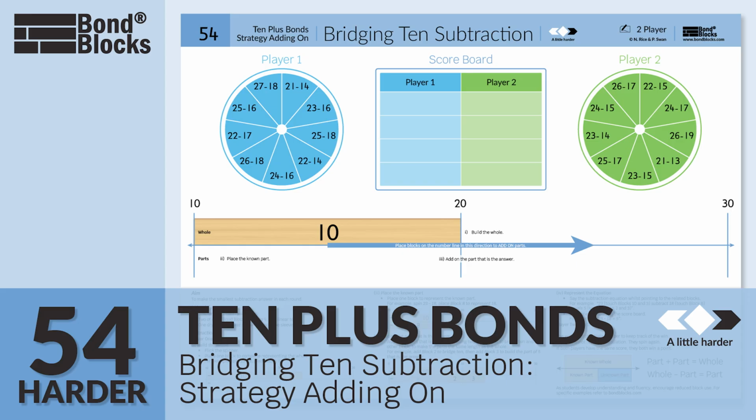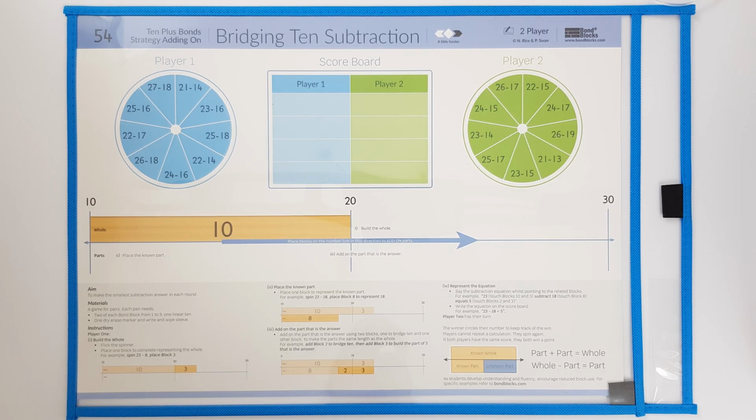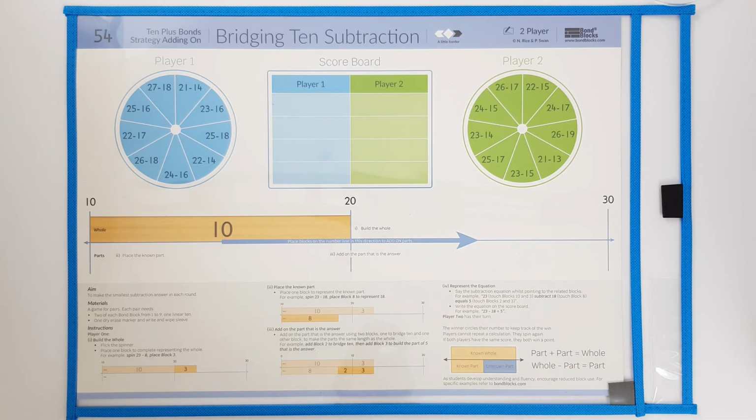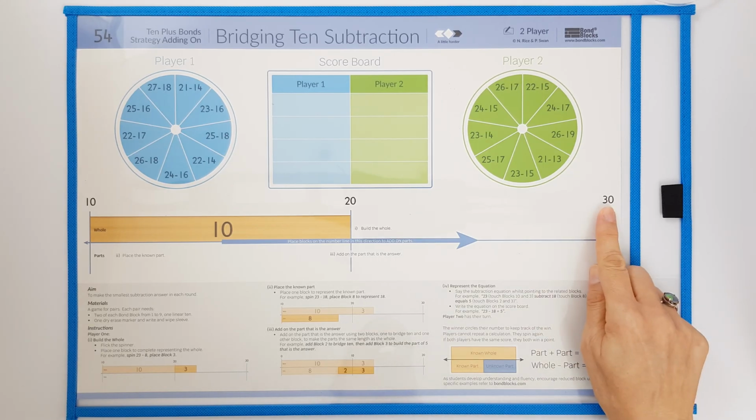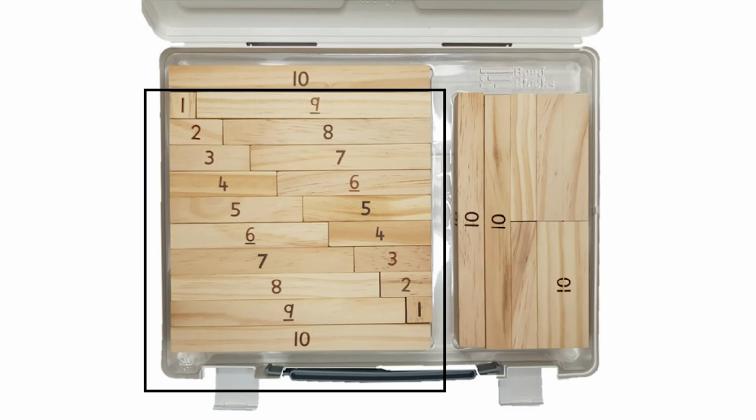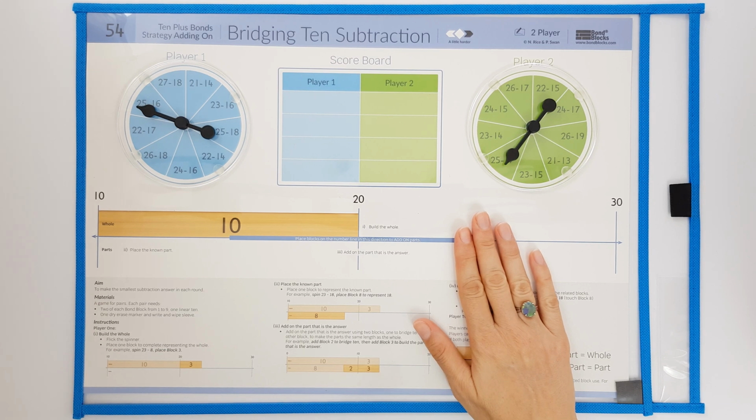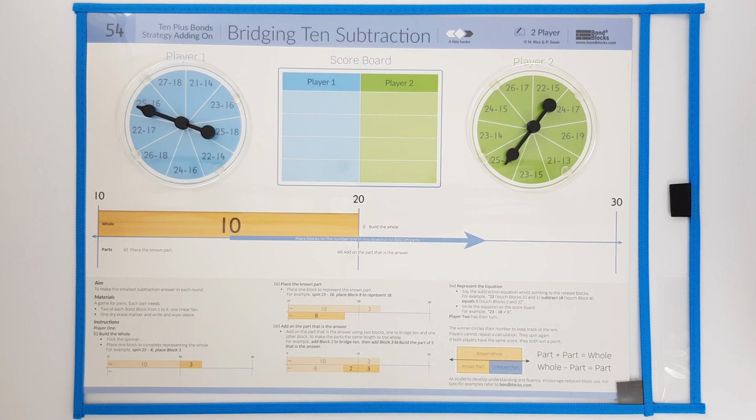Welcome to Activity 54, A Little Harder. In this activity, we will be developing the strategy of bridging 10 for subtraction, using adding on, for wholes of up to 30. To complete this activity, you will need 2 of each bond block from 1 to 9 and 1 linear 10. If you have original boards, please place them inside a right and white sleeve.